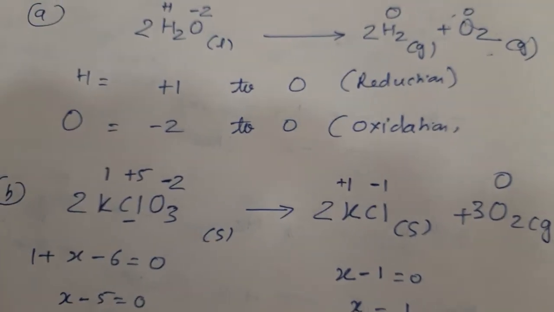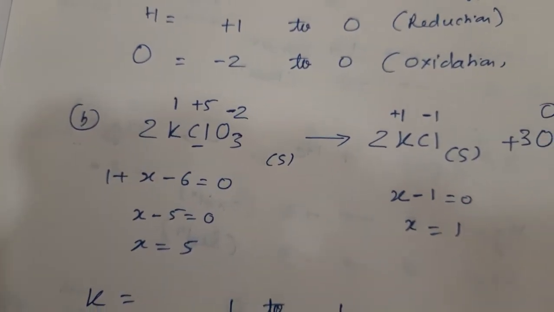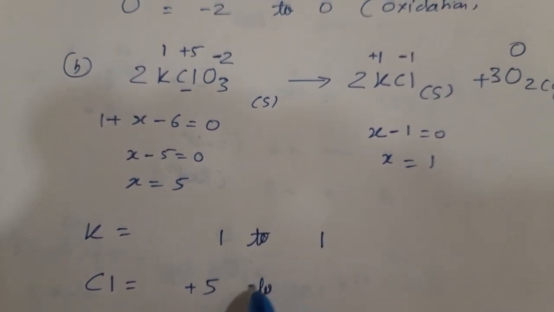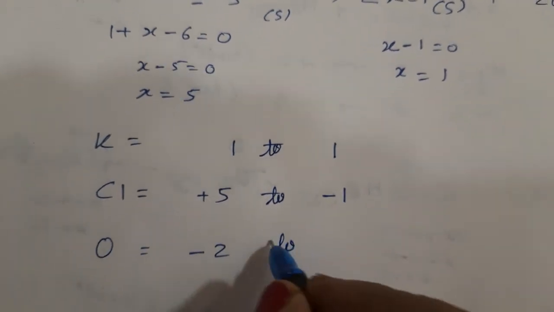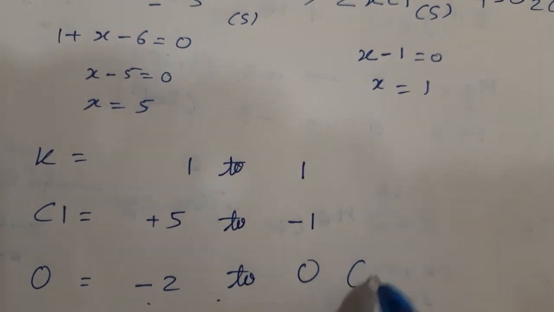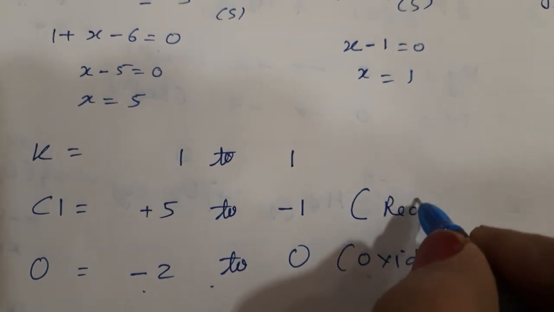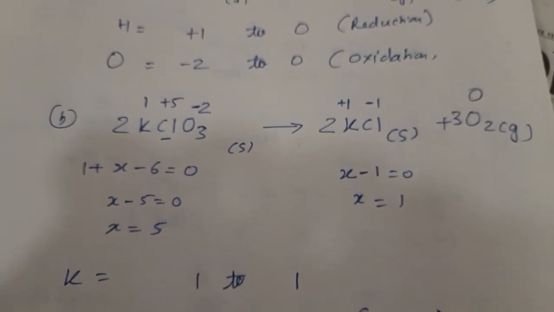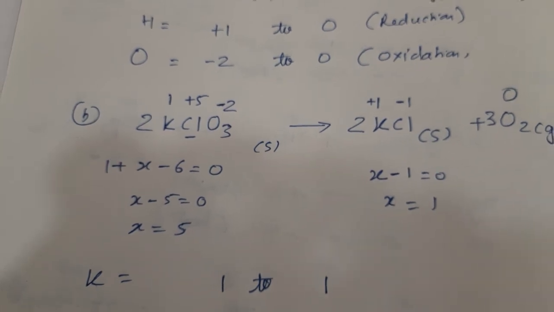Elemental form, so 0. So what we find here: potassium 1 to 1. Then Cl goes from plus 5 to minus 1, oxygen from -2 to 0. -2 to 0 is oxidation, +5 to -1 is reduction. Therefore it is a redox type of reaction. In this way we can find out, and this is a decomposition, in which one of them should be in elemental form. The third type of redox reaction is displacement reaction.